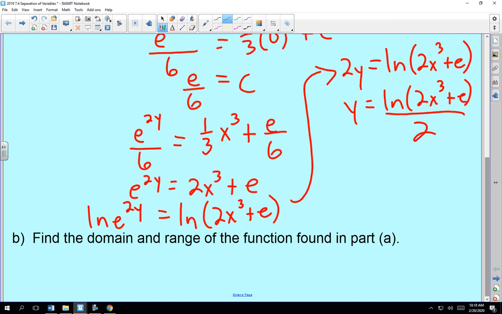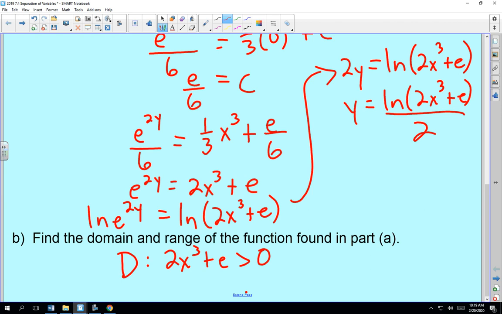And so they will ask you oftentimes for the domain and maybe ask you to draw a sketch of the curve that you just integrated. And it will be one of the branches. It's got to be the branch that corresponds to the domain and the particular point. So what's true about this is that 2x cubed plus e has to be greater than 0. So my domain calculation is 2x cubed plus e has to be greater than 0.